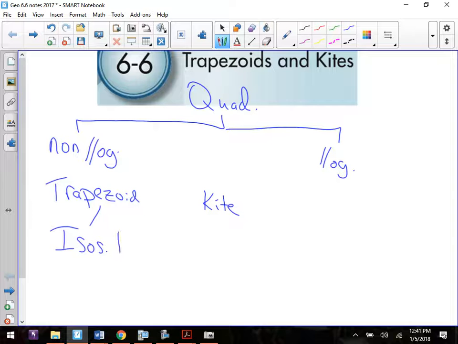So a kite is a non-parallel? What's that? A kite is a non-parallel? Yes, sir. Kites and trapezoids are all non-parallelograms, which means they have all different sets of properties to work with.